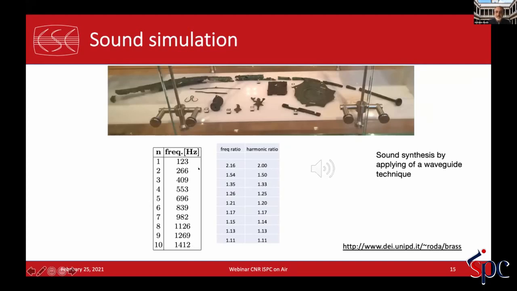You can also see in this table that the frequency ratio between two subsequent sounds, the fundamental frequency of two subsequent sounds, follows quite well the natural harmonic ratio. It follows quite well for the higher sounds, and not so well for the lower sounds.